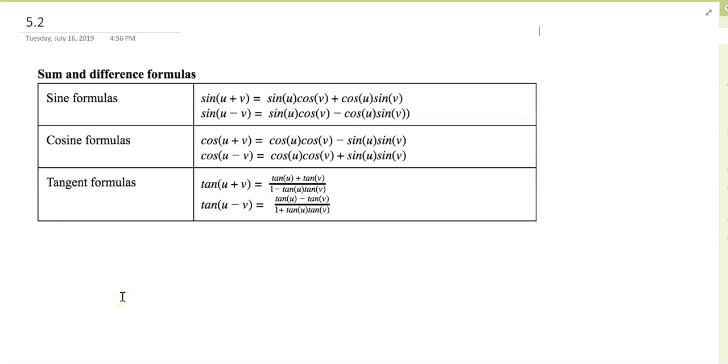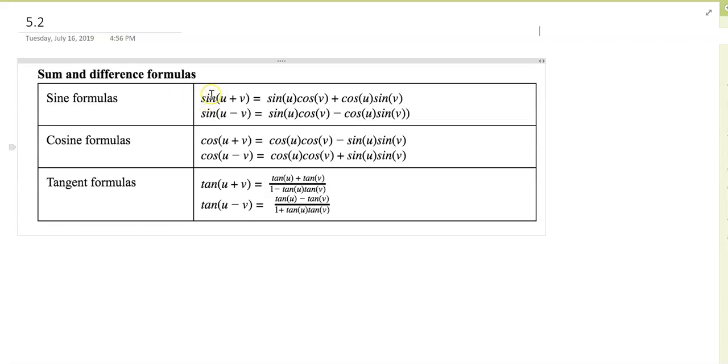Hello everyone, in this lesson we'll be discussing the sum and difference formulas for sine, cosine, and tangent, and how to apply these sum and difference formulas to verify identities. Let's begin with the sine formulas.